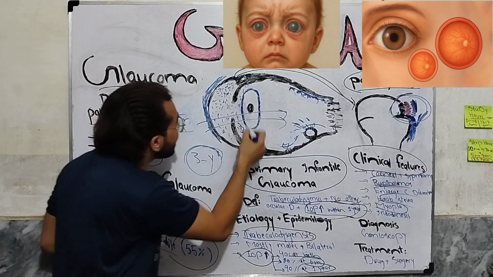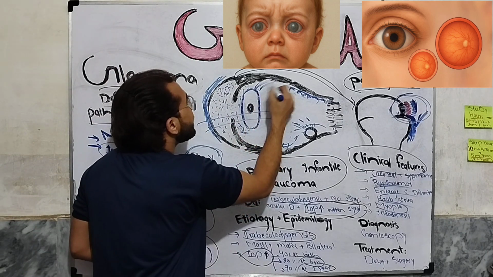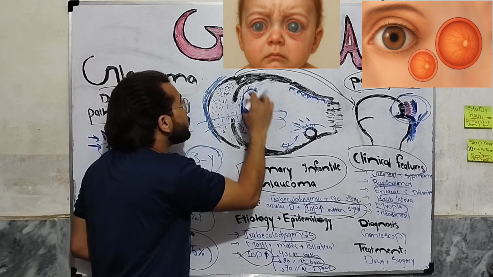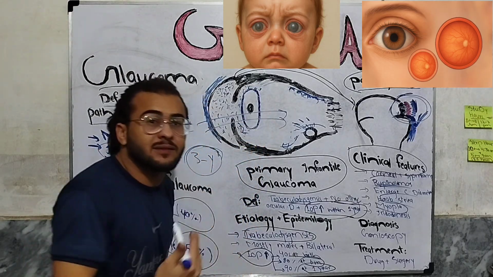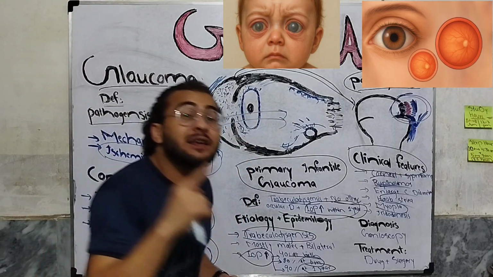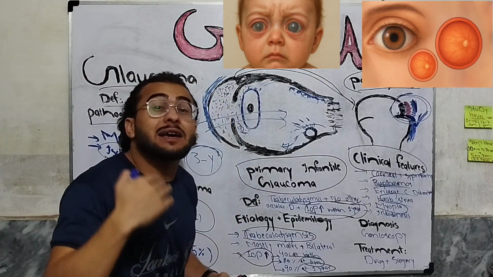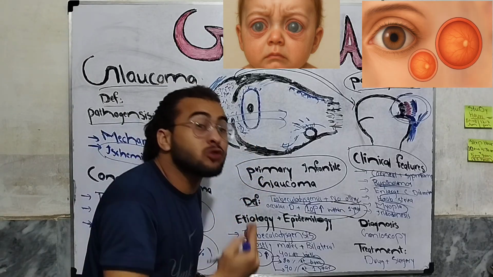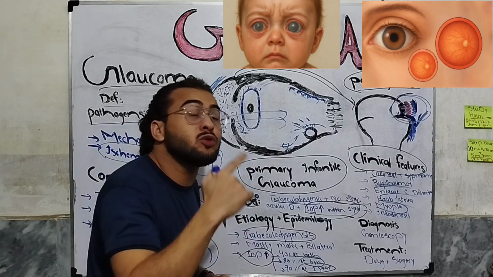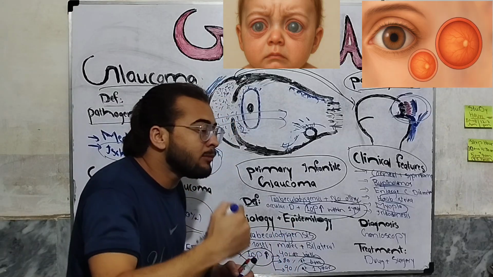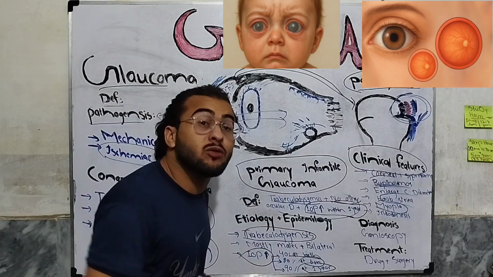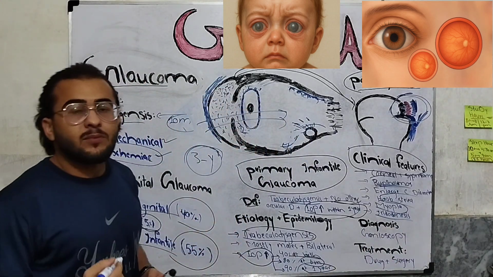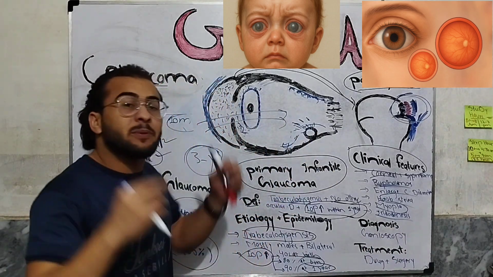And because of this enlarged eyeball, we can have the rupture of these zonules. This rupture of zonules will cause ectopia lentis and associated iridodonesis. Iridodonesis means that when the eyeball moves, the iris also moves with it. So these are the clinical features with which the patient will present to us.